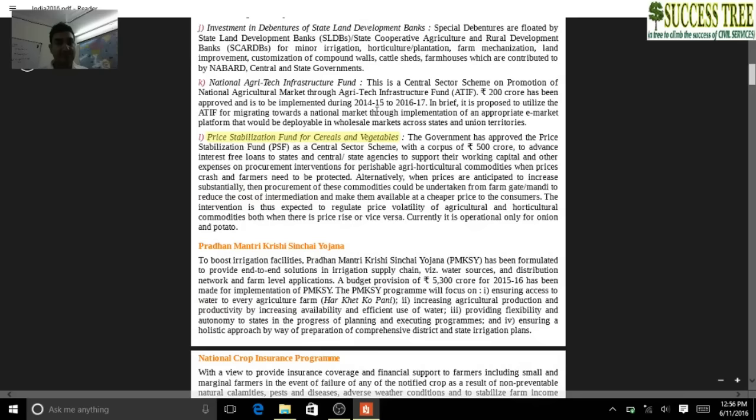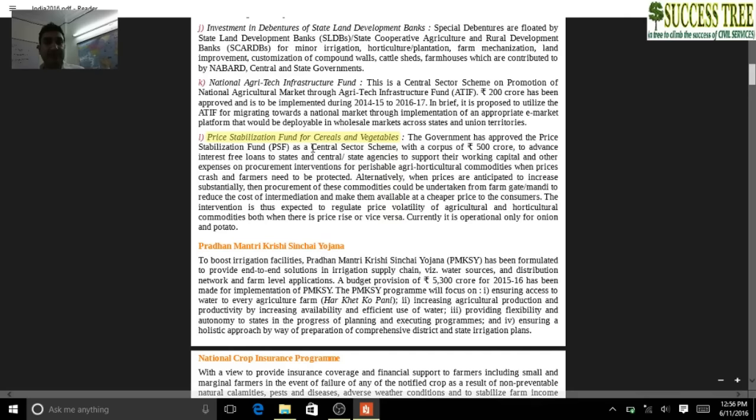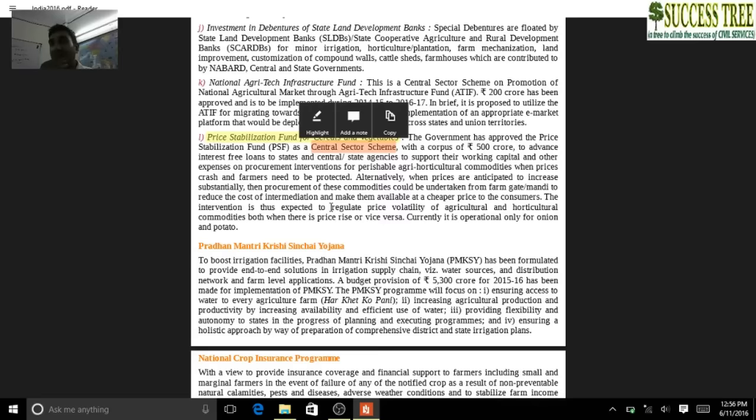Then one point is price stabilization fund for cereals and vegetables. Do you see that? So price stabilization fund is there. It's a central sector scheme. Okay, central sector. So certain schemes are centrally sponsored schemes, certain ones are central sector schemes. Difference? Central sector scheme is totally funded by the central government. Centrally sponsored has co-contribution by state government. So center and state both contribute in a certain ratio, for example 40-60, 50-50, 70-30, this kind of ratio.